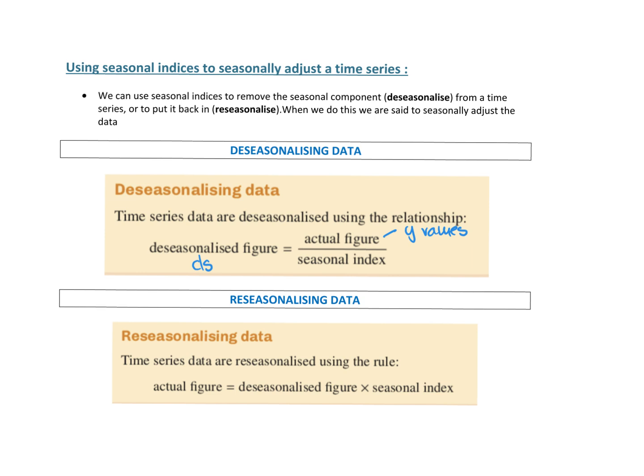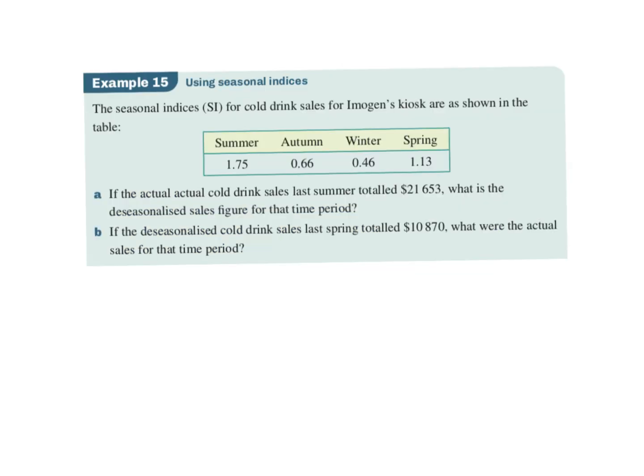So reseasonalize the data. It's going backwards. It means you're going from the deseasonalized value, you're going back to the actual. So it's when you want to find the actual value. You're reseasonalizing it. So they might tell you, here's the deseasonalized value, what was the actual, and here's the formula. It's just a rearrangement, but we can just use this formula if we like, okay?